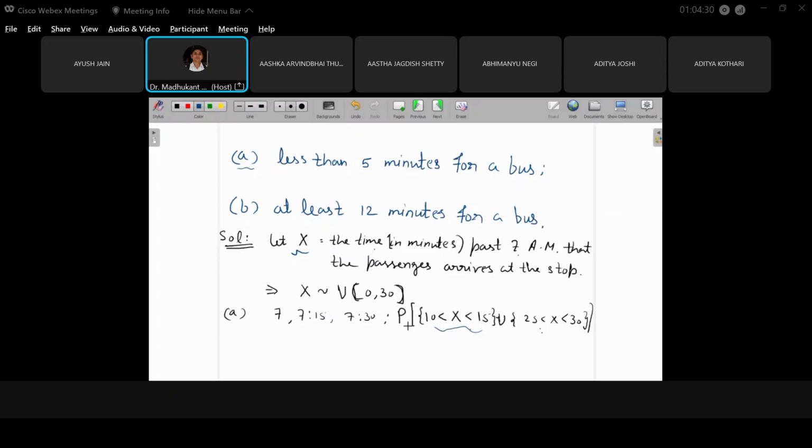So this is equal to the probability that 10 less than x less than 15, plus the probability that 25 less than x less than 30. And this equals, as we have just seen with beta minus alpha, 15 minus 10 divided by 30 plus 30 minus 25 divided by 30. So it's 5 by 30 plus 5 by 30, which is 10 by 30, and that is 1 by 3.